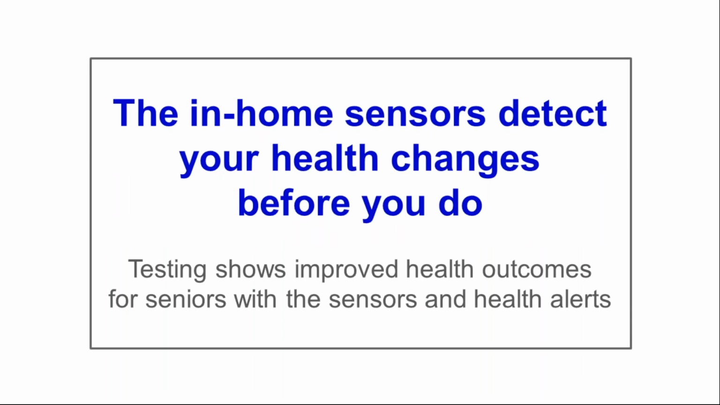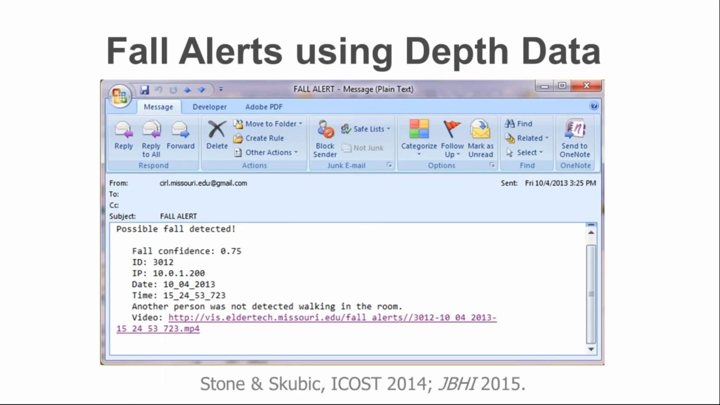So the system is able to predict falls and help us to detect health changes so people can live longer and we can intervene earlier. This is an example of our fall alert using depth data. So this alert looks a little different than our previous alert. One of the things you'll find is that the fall confidence interval, we work on that with our engineers. We want to have confidence that what we're detecting is a fall.